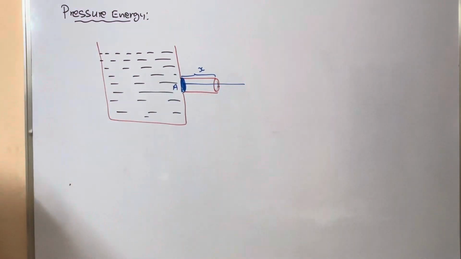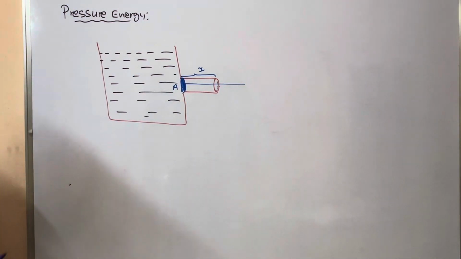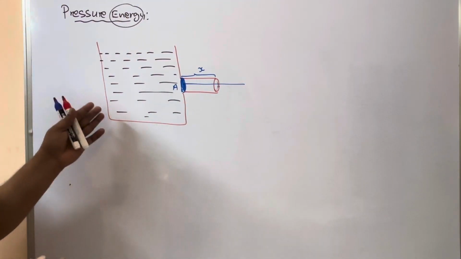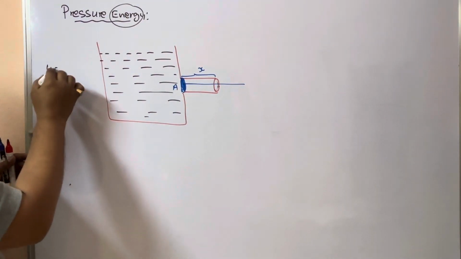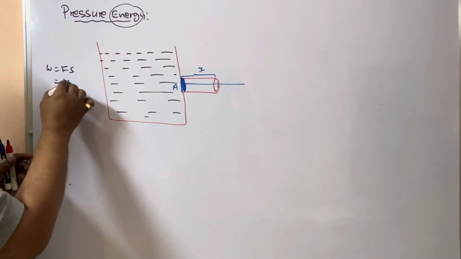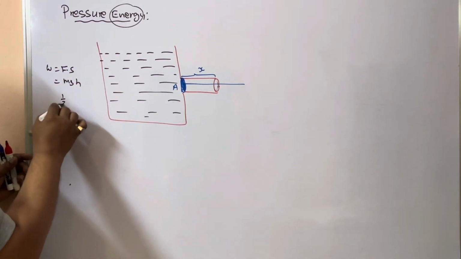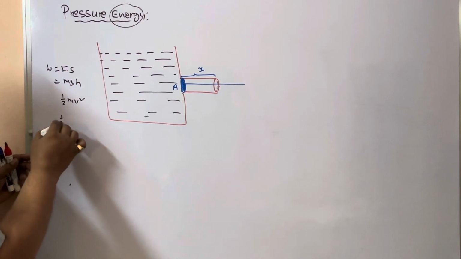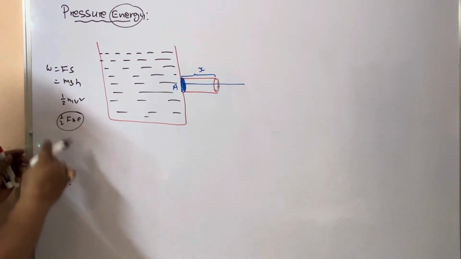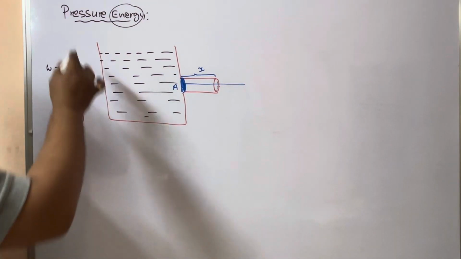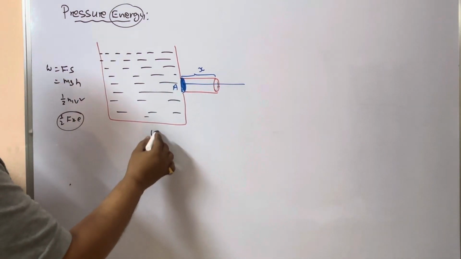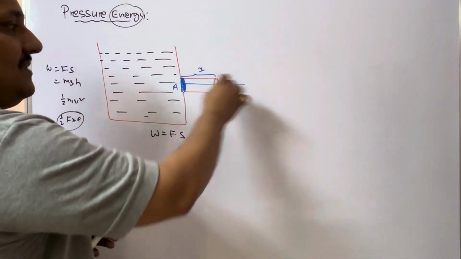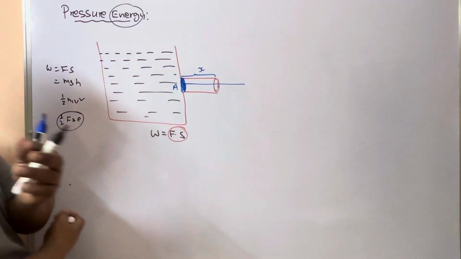Every energy we will get from work done. Potential energy you got from the work done equation, mg. Kinetic energy also from the work done equation. Strain energy also, force into elongation. Every energy you will get from work done. Here also, pressure energy you will get from work done: force into displacement. Both force and displacement are in the same direction, cos 0 is 1.